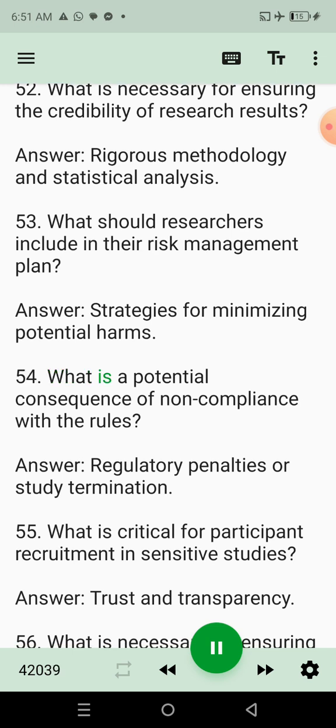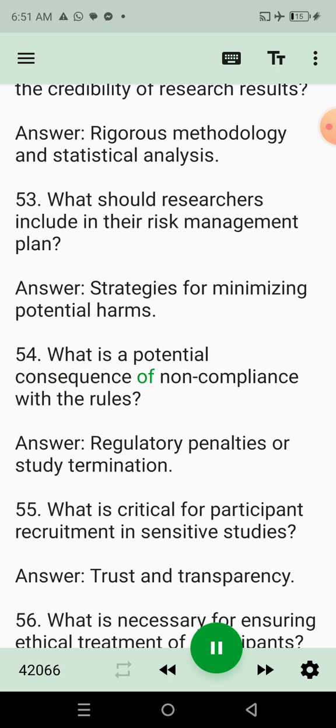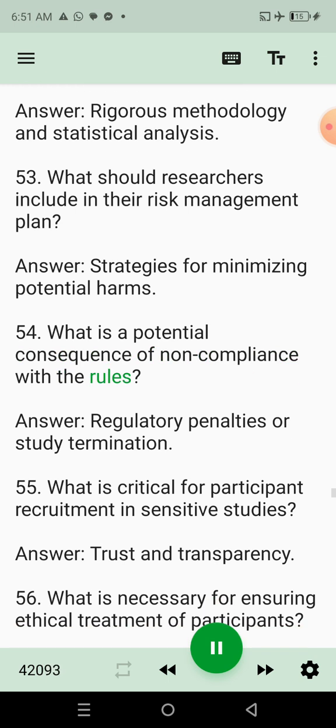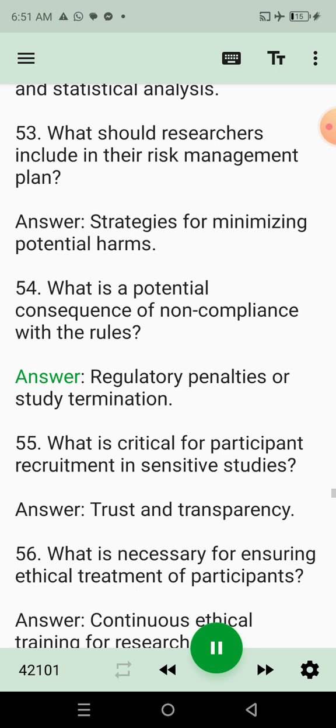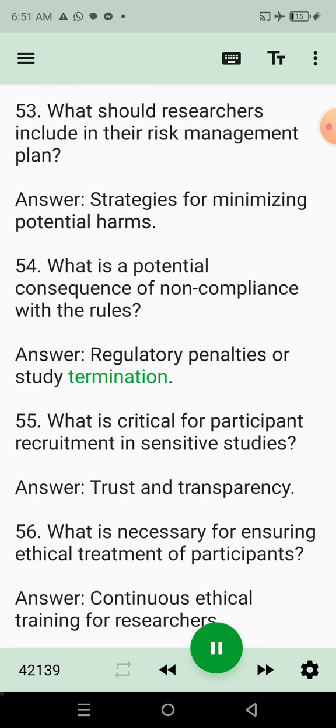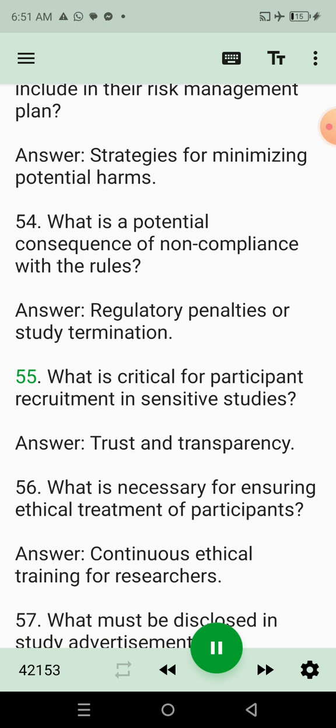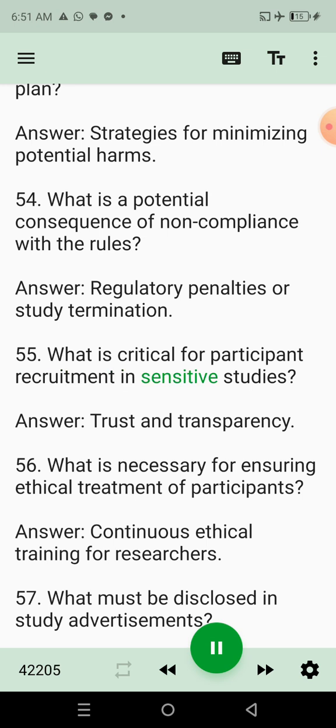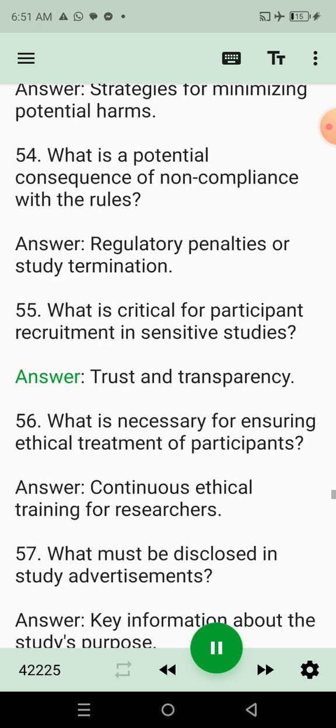54. What is a potential consequence of non-compliance with the rules? Answer: regulatory penalties or study termination. 55. What is critical for participant recruitment in sensitive studies? Answer: trust and transparency.